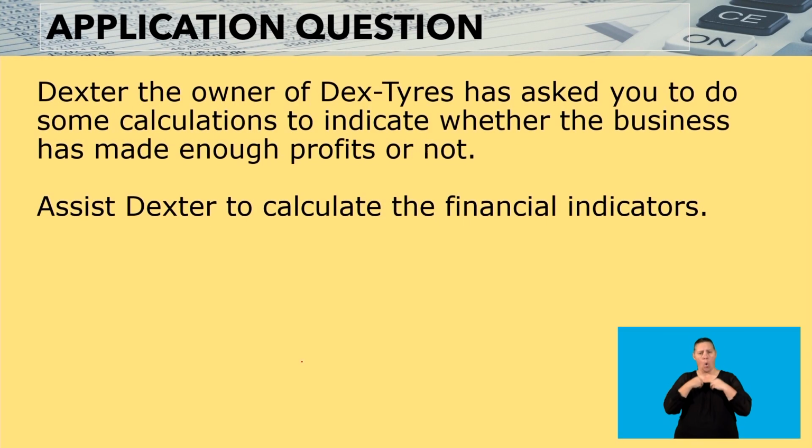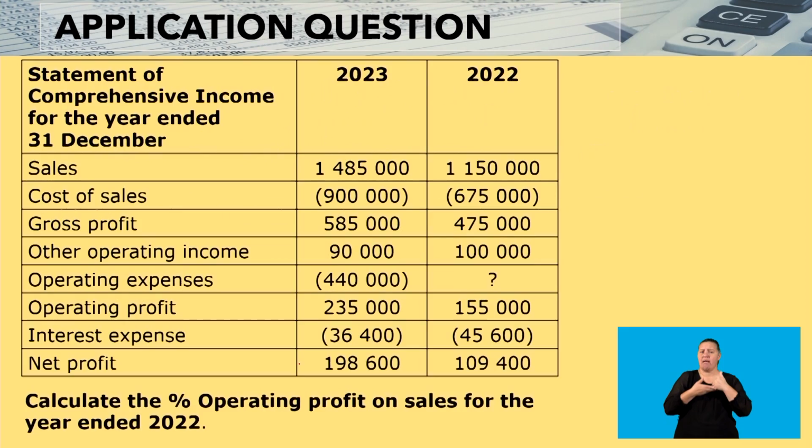With me here, I have an application question which reads: Dexter, the owner of Dex Tires, has asked you to do some calculations to indicate whether the business has made enough profits or not. Assist Dexter to calculate the financial indicators. So we are required to calculate the percentage operating profit on sales for the financial year 2022.